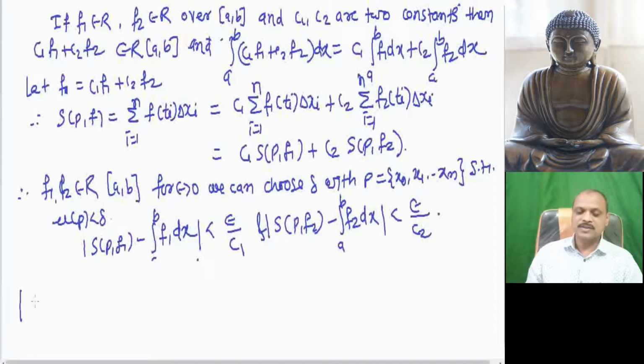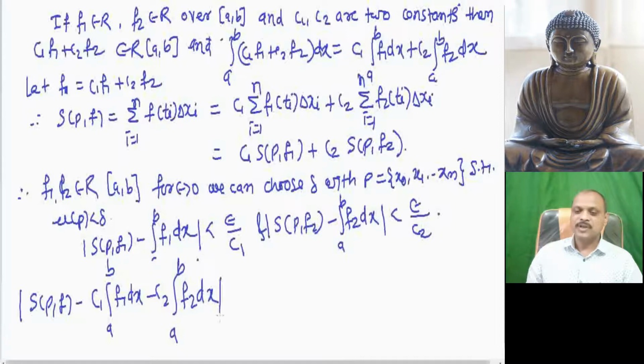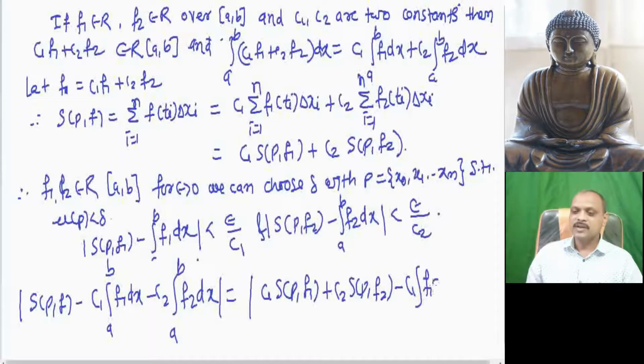Mod of SPF minus c1 into integration of f1 minus c2 into integration of f2 between the limit a to b equal to, what is Riemann SPF? This is c1 SPF1 plus c2 SPF2 minus c1 integration of f1 minus c2 integration of f2, right?